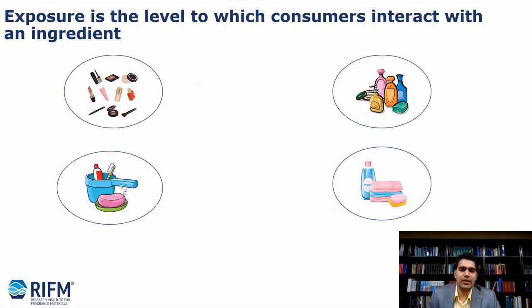This is regarding exposure assessment. Exposure is basically the level to which consumers interact with an ingredient. As we see here in the image, ingredients can come from different sources: lipstick, nail polish, toothpaste, soaps, shampoos, etc. And we can get values for total systemic exposure with help of some tools. One such model is the RIFM aggregate exposure model. It basically uses deterministic and probabilistic exposure data to describe real-life consumer exposure to a specific fragrance material.